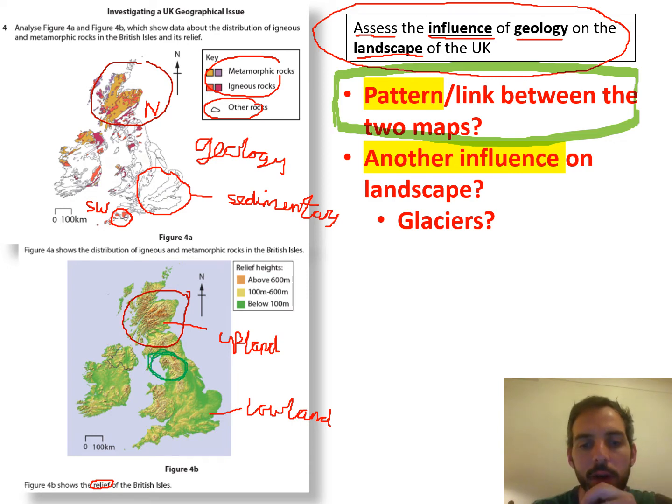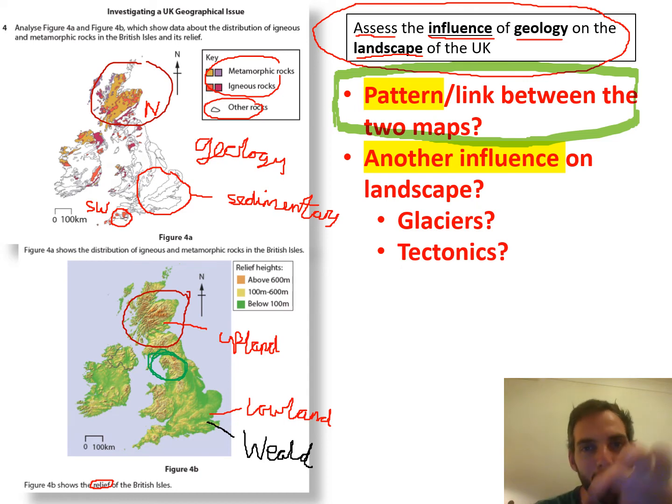So we're now introducing other ideas. What else did we learn about? What about tectonics? If you remember the Weald, which was down here, the North and South Downs, which we learnt about 2 lessons ago. The Weald was made from clay and chalk and is a lowland area. It had been weathered away, but it had been lifted up through tectonic uplift in the first place. That was really important. Without that happening, there wouldn't have been any chalk on top of that dome. There wouldn't have been any chalk to get weathered away in the first place. That's not to do with geology.